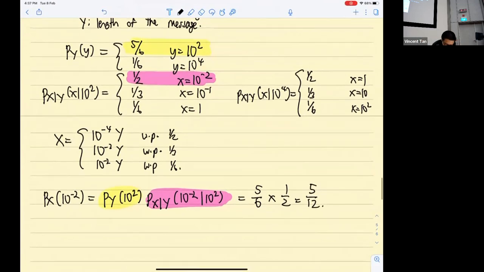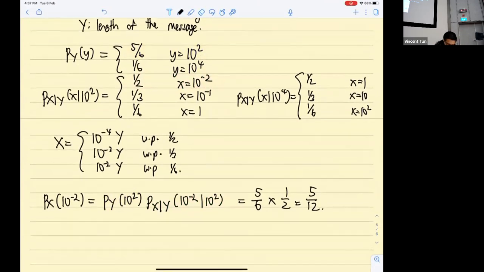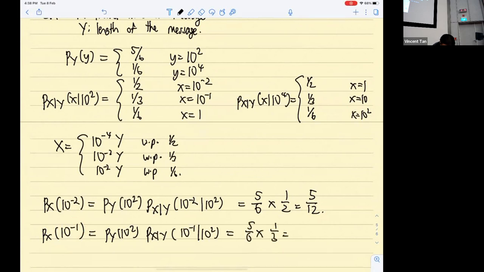Okay, so let me now get rid of this and let me do another exercise here. So now suppose your travel time is 10 to the minus 1. Now you will notice that in order to have this travel time, again, you need a short message. So if you have a long message, you cannot have such a short travel time of 10 to the minus 1 because the choices here are bigger than 1. So here is P of X given Y, of 10 to the minus 1, given 10 to the 2. And this is 5 over 6 times, here we have 1 third, which is 5 over 18. All right.